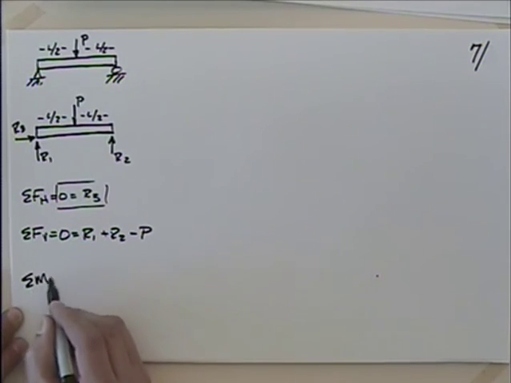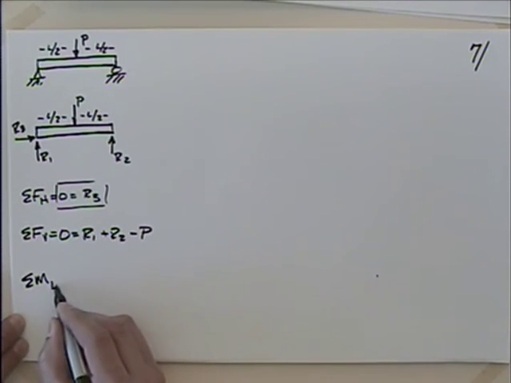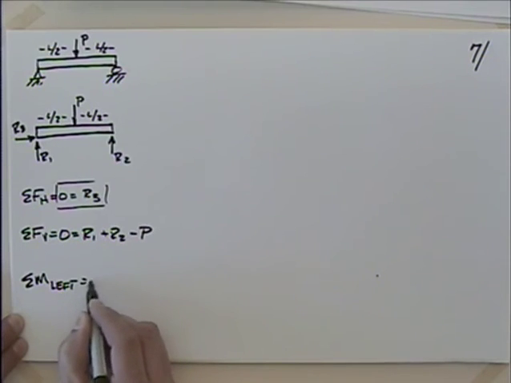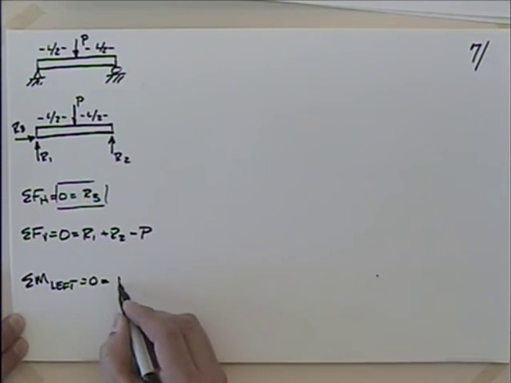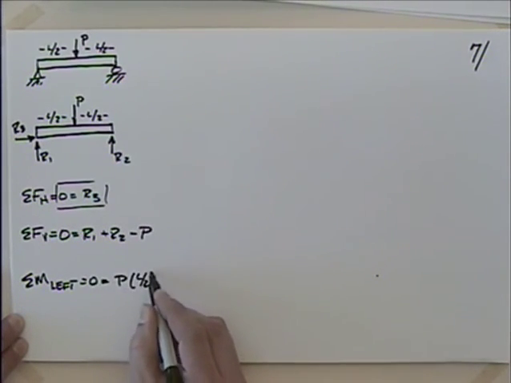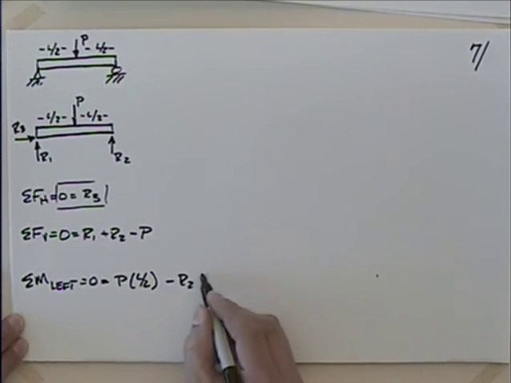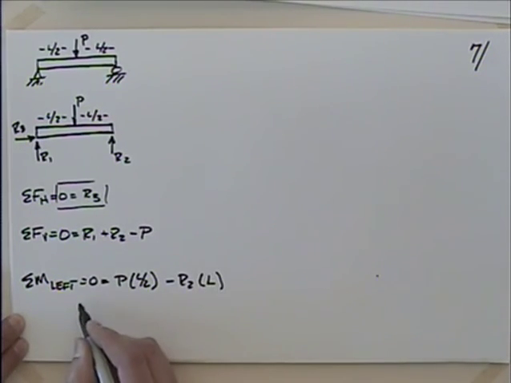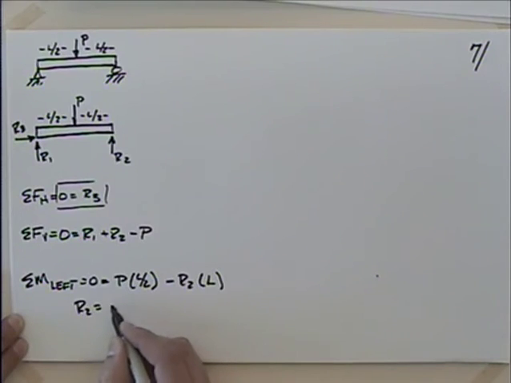So I'm going to have to take a little time out from that. Sum the moments, maybe I'll sum the moments about the left-hand side, setting that equal to 0. So I have P times the distance L over 2 minus R2 times the distance L. So I can say that R2 is equal to P divided by 2, right?